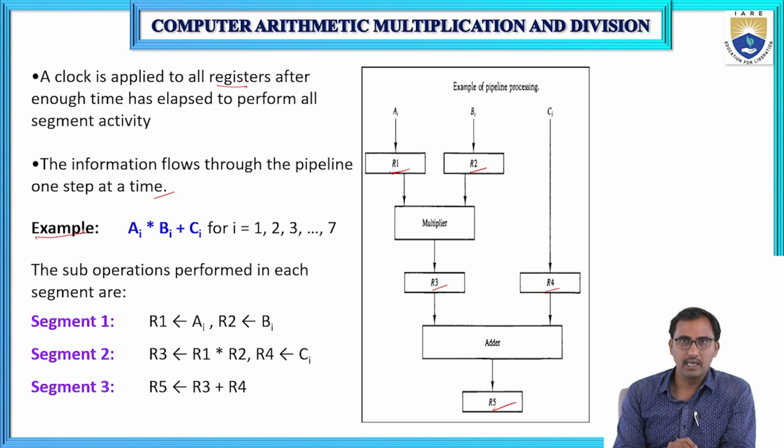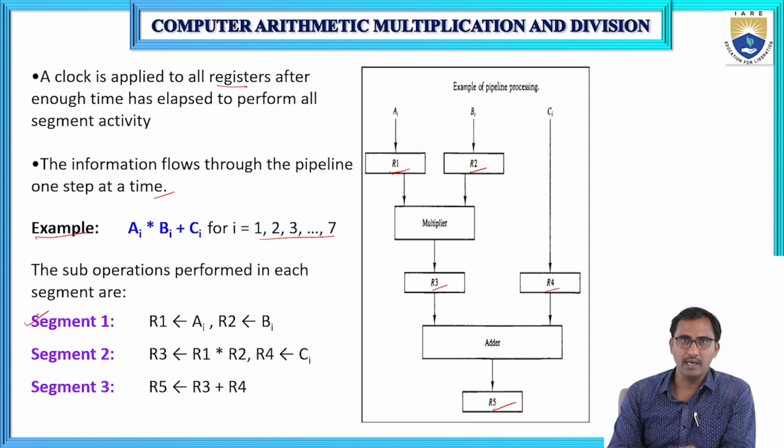Suppose we consider an example where the expression given is Ai times Bi plus Ci, where i is equal to 1 to 7. We need to get the result of this expression. So, the sub-operations performed in each segment are as follows. In this block diagram, we have three segments.